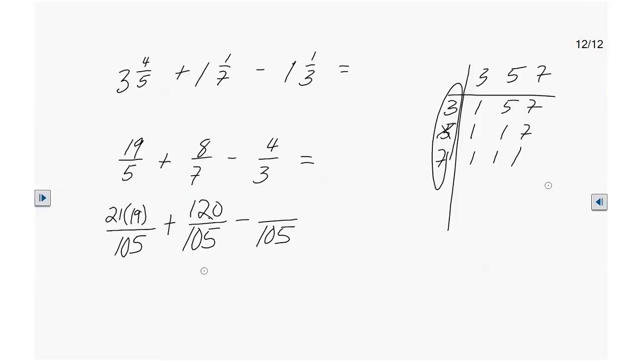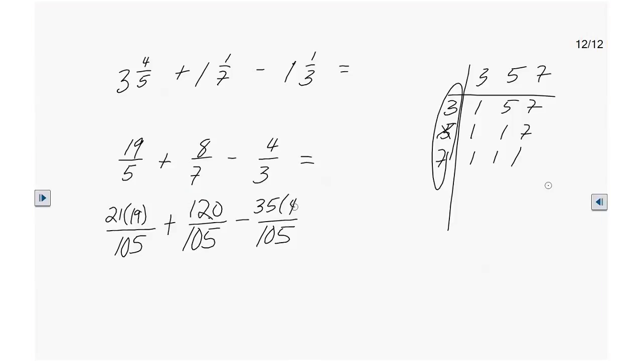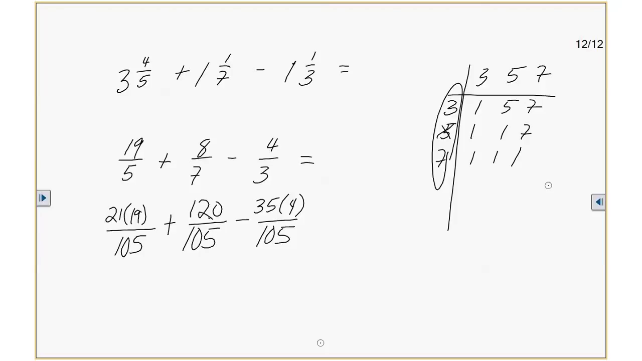And then 3 will go into 105 35 times. 35 times 4, I have no idea yet, but I want to do it in my head, so let's see what happens. This is easy. What's 25 times 4? 100. What's the difference between 35 and 25? 10, and 10 times 4 is 40. 40 plus 100 is 140. So 35 times 4 is 140.